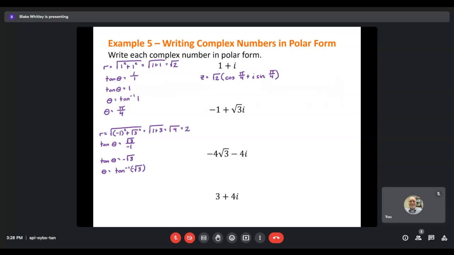In this case, though, the original point, -1 plus square root of 3 i, the real part is negative, the imaginary part is positive. That puts us in the second quadrant. So we want to make sure we're finding the theta value in the second quadrant, which is actually going to be 2 pi over 3 this time. Now, once we have all the pieces, now we plug into our formula. So we've got z equals, start with your r value, 2, times cosine of 2 pi over 3, plus i times the sine of 2 pi over 3.